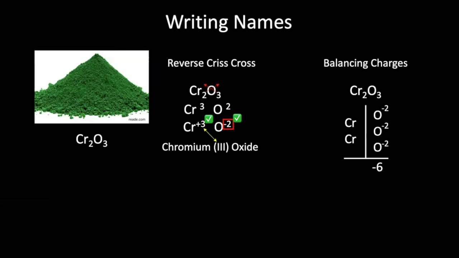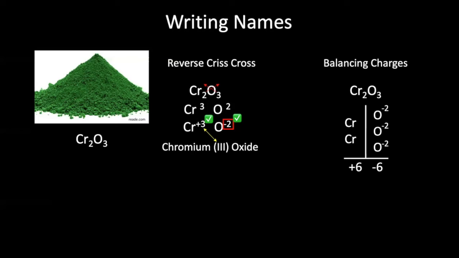So in total, they add up to -6. Now for all ionic compounds, you have to have a neutral charge. So if you have a -6 worth of charge for the anions, means you have to have a +6 worth of charge for the cations.